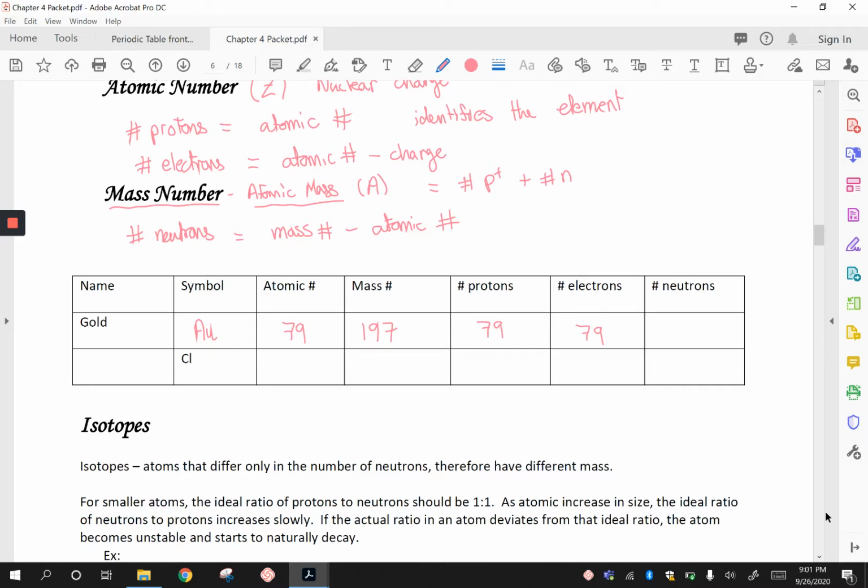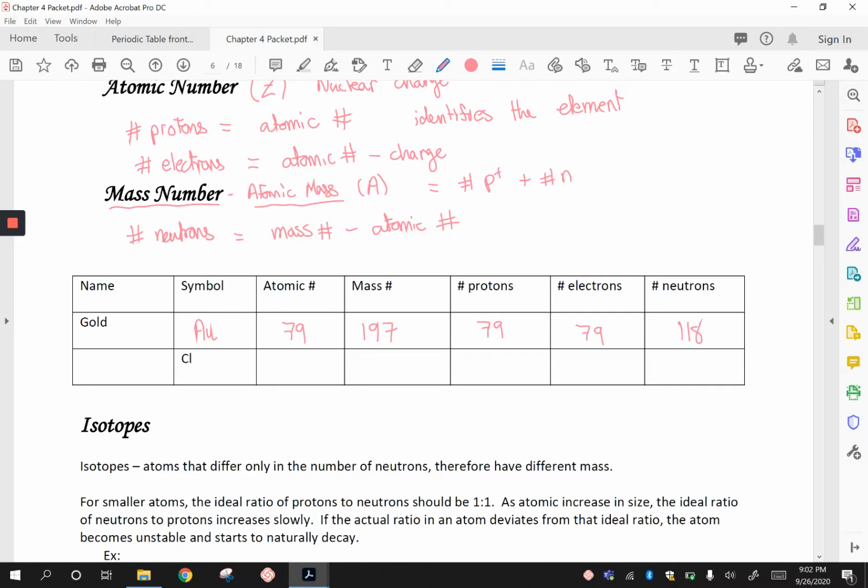So to get to the neutrons, what you do is you take the mass number minus the atomic number, subtract them from each other, and that gives you the mass of the neutrons. Now, let's say you chose not to round your mass number. You still have to round your number of neutrons because you can't have half of a neutron. So that's 118 for gold.